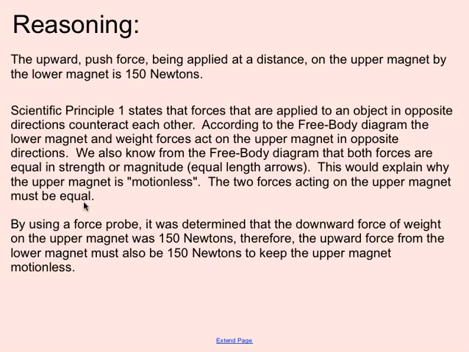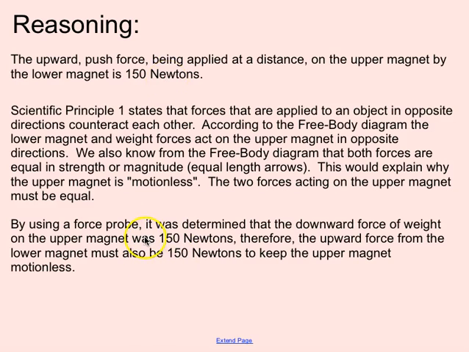By using a force probe, it was determined that the downward force of weight on the upper magnet was 150 newtons. So again, I'm digging back into my evidence. And I'm coming back to this. So this sets me up and explains why they must be equal. So if they must be equal, big deal. Now I have to come back and answer the question, how much? 150 newtons. That's where I got the 150 newtons from.